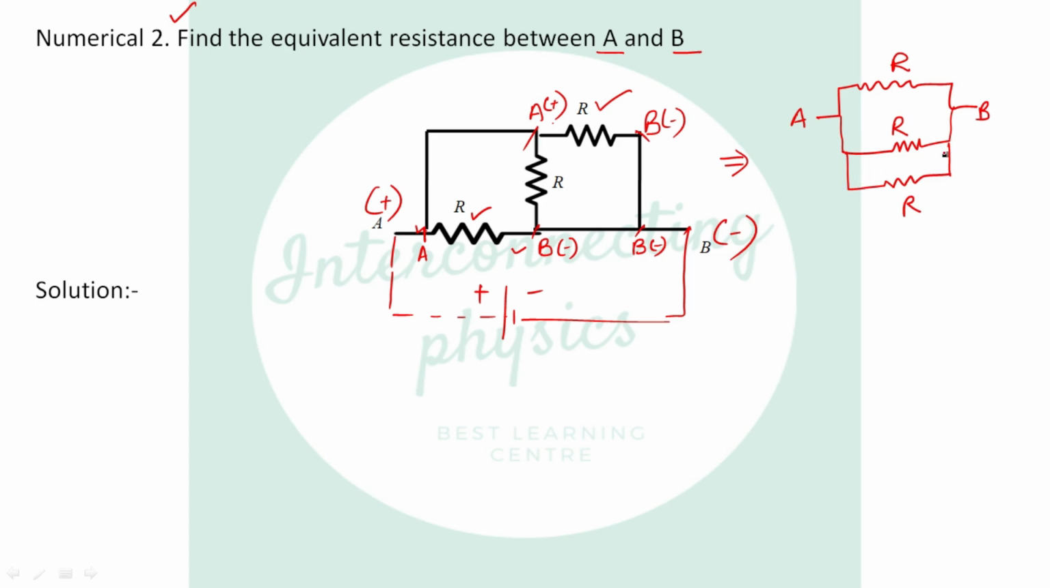Now these three resistors are parallel to each other. So the answer will be R equivalent equals R divided by 3. I have already told you, if the same resistors are in parallel, then the answer is R divided by N, where N is the number of resistors. So here there are 3 resistors, so R divided by 3 is the answer.